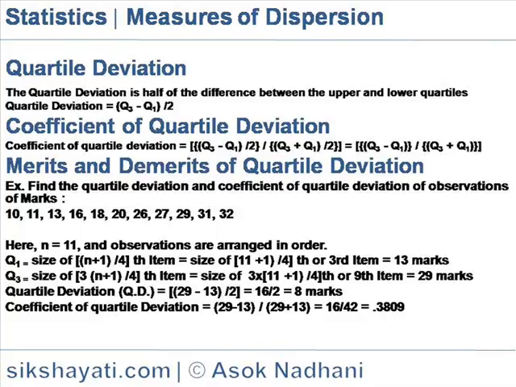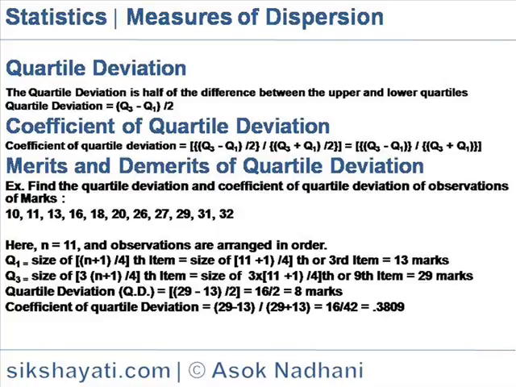Example. Find the quartile deviation and coefficient of quartile deviation of the observations of marks: 10, 11, 13, 16, 18, 20, 26, 27, 29, 31, 32, all arranged in order. Here n is 11, the number of observations, and the values are arranged in order.